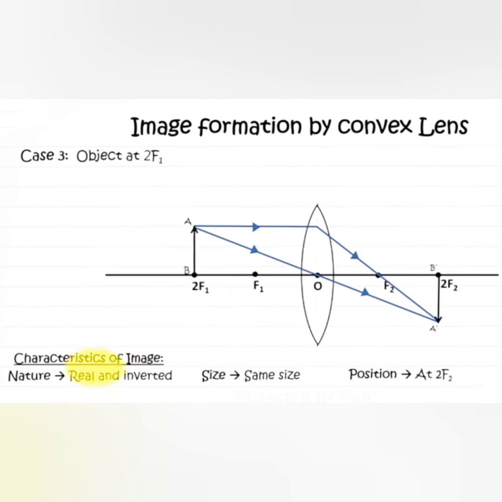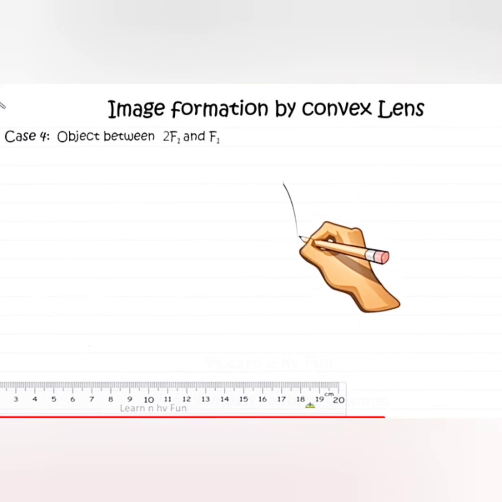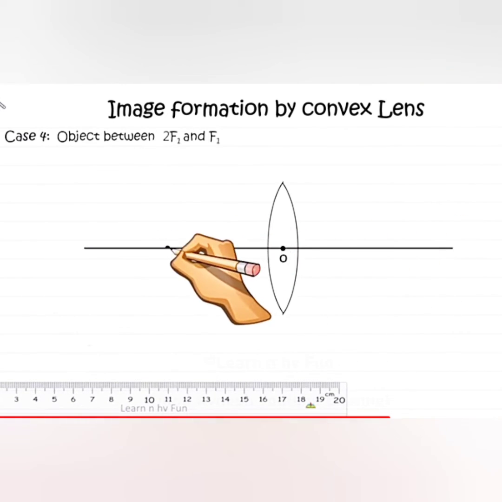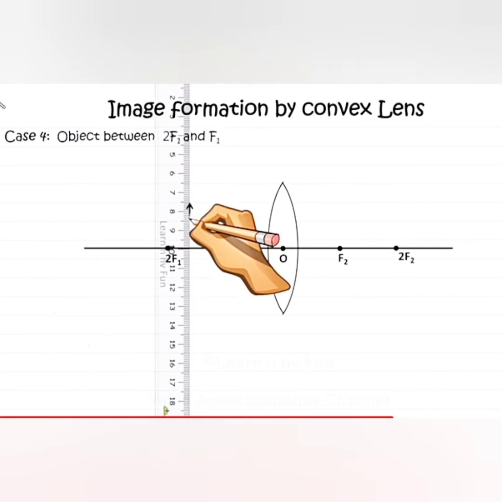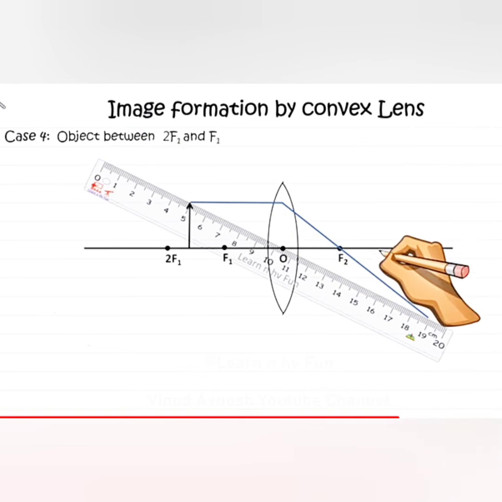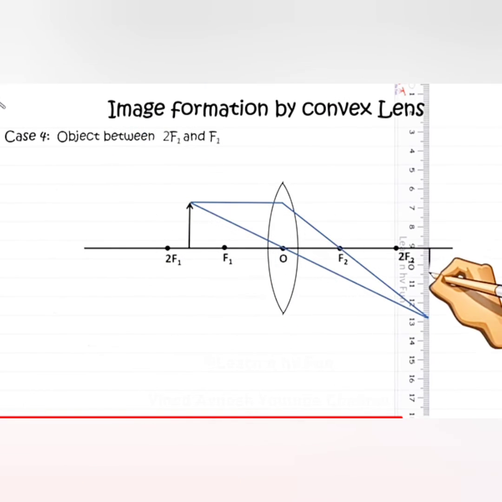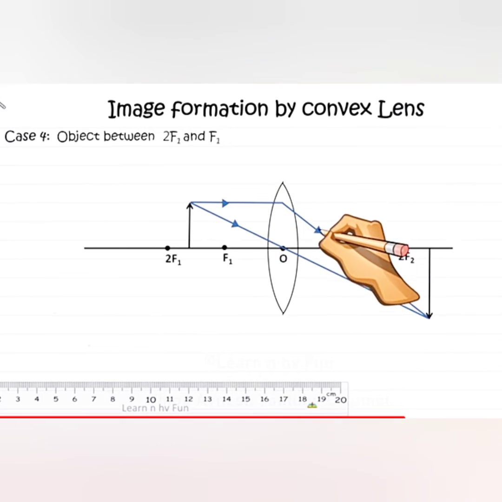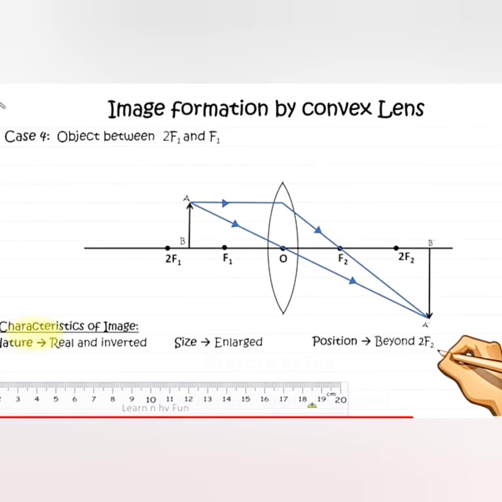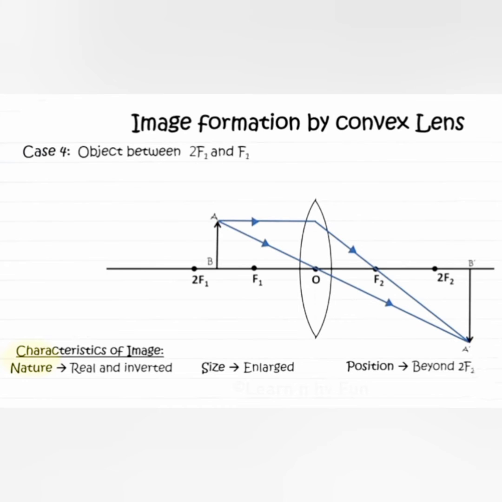Case number 4, when the object is between 2f1 and f1, that means the object is placed between the focus and the center of curvature. Then according to the first and second law, we draw two ray diagrams, and we see that they both intersect in front of 2f2, and the figure is like that. So what is the characteristics of this image? Real and inverted, size enlarged, position beyond 2f2.